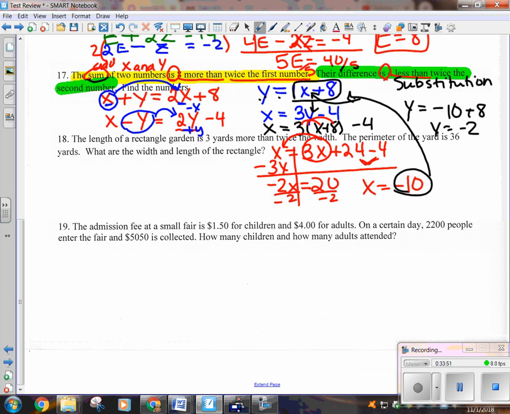So it just asks for the two numbers. You don't have to list it as a point. So my answer is negative 2 and negative 10.